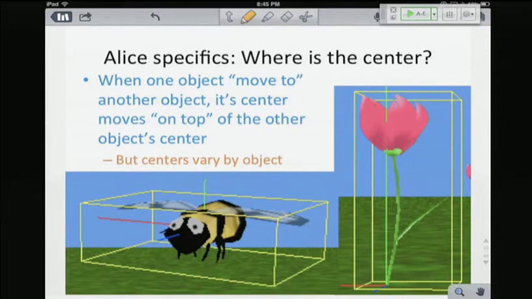And where the center is going to vary by object. There's no rhyme or reason. You just have to click on the object and look. And this is because different animators created the different objects.